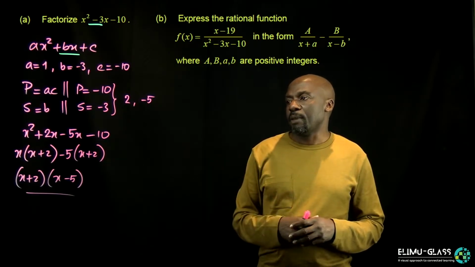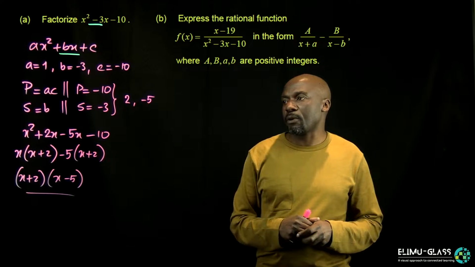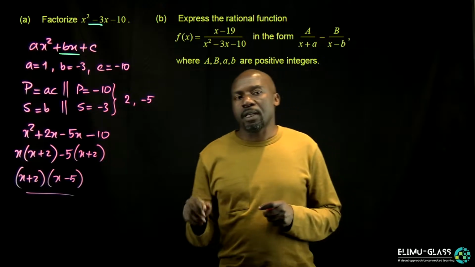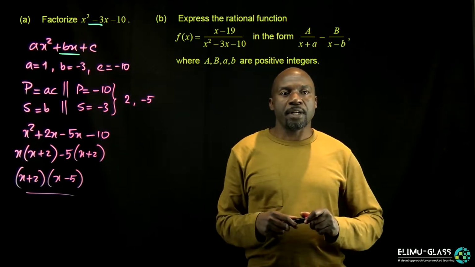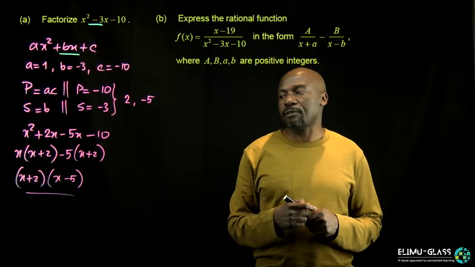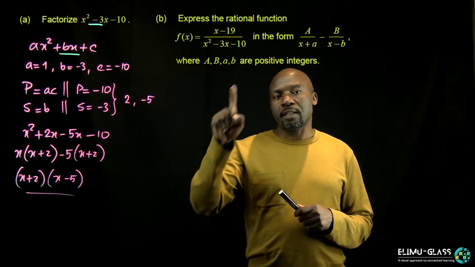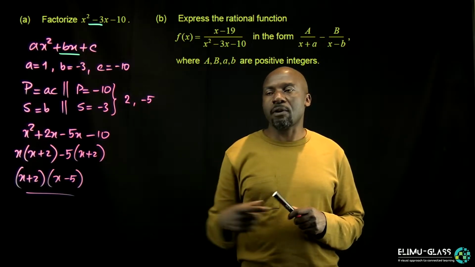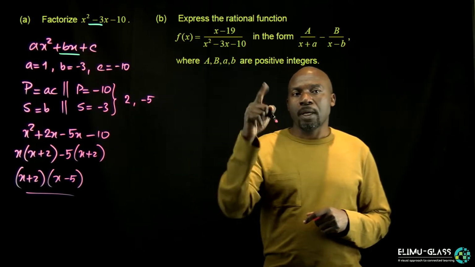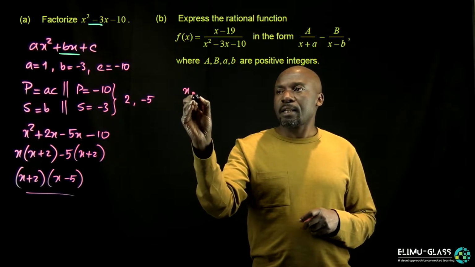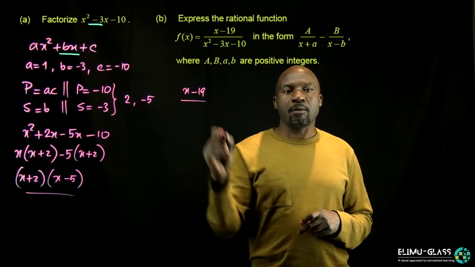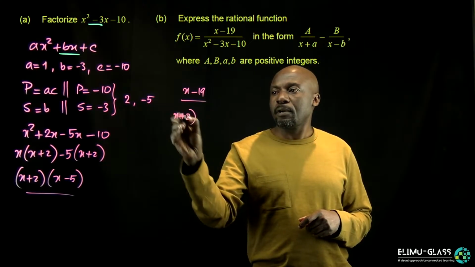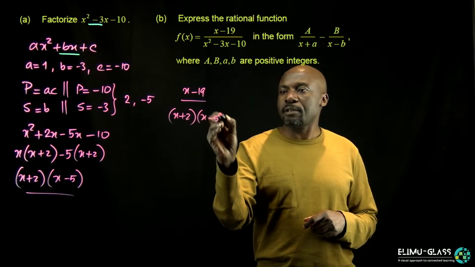This should be worth about a mark or 2 in the diploma program, a method mark perhaps, and then the answer mark. Now, part B requires us to find the partial fractions for that rational function f of x. We are going to make use of that denominator. In place of this denominator, we will make use of the result that we've got. So we can write our f of x as x minus 19 divided by x plus 2 and x minus 5.